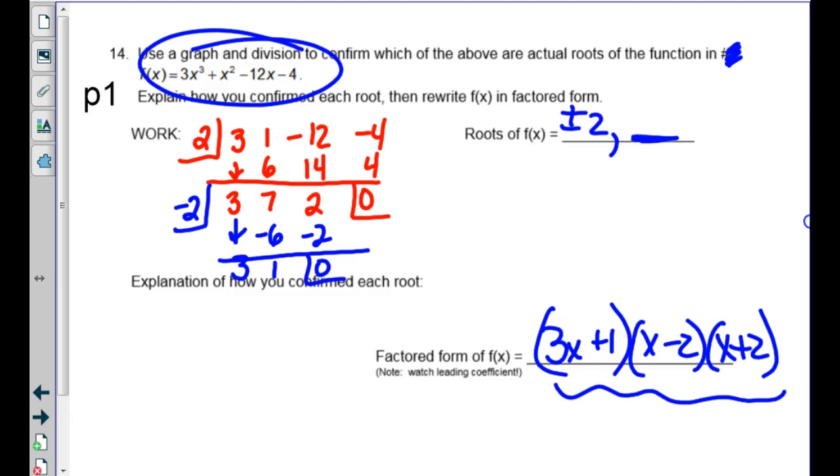All right. So what was the third 0? -1/3.